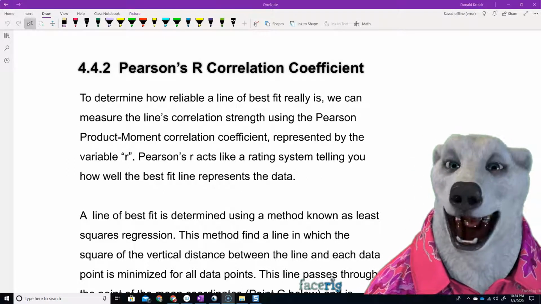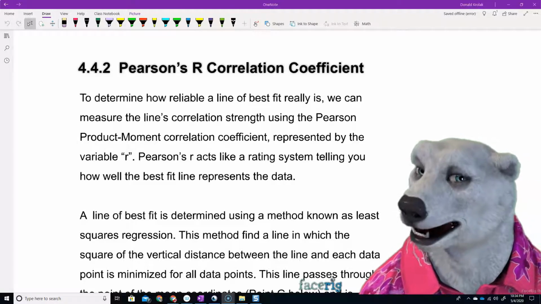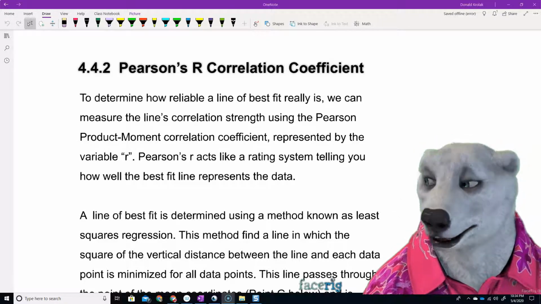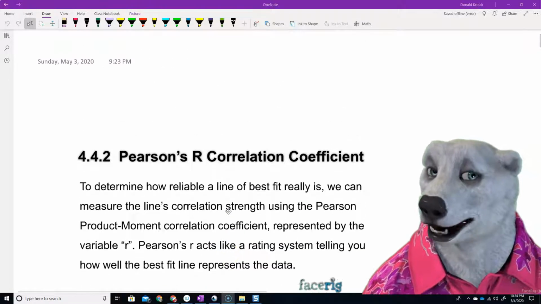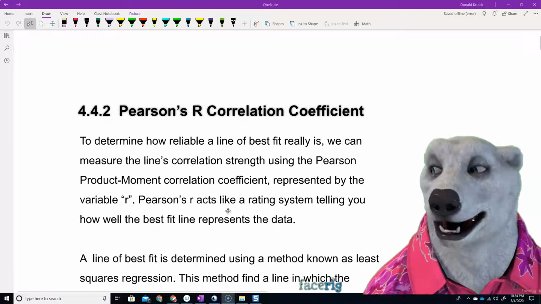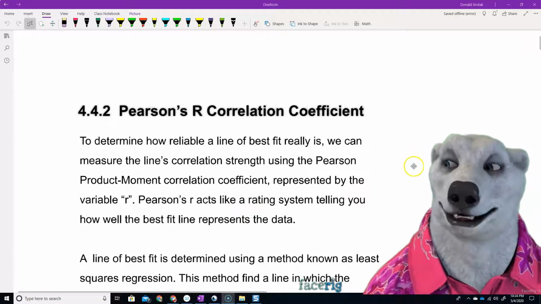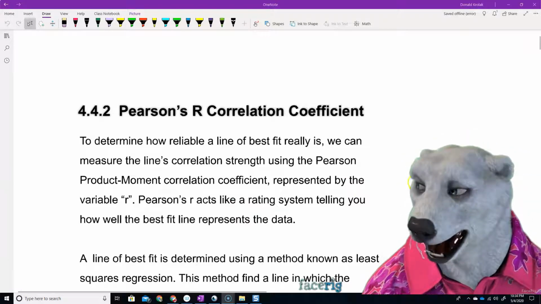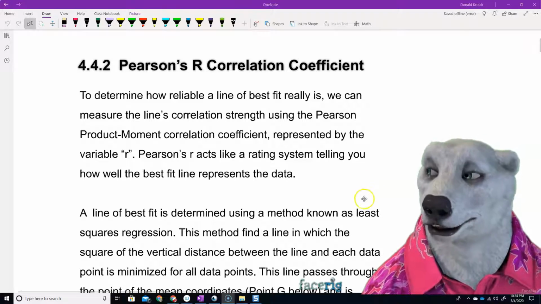you like my shirt. He asked me to talk to you tonight about Pearson's R correlation coefficient. A lot of words. Pearson's R correlation coefficient. We call it the correlation coefficient where I'm from. Anyways, let's talk about what this thing is.